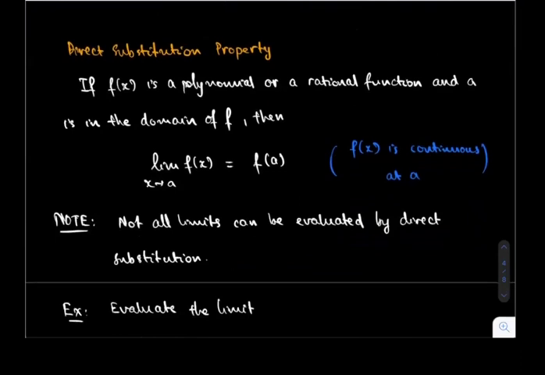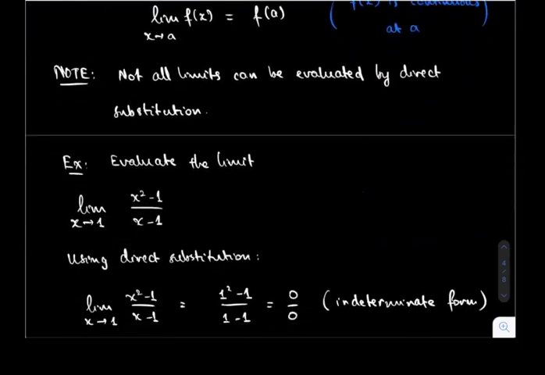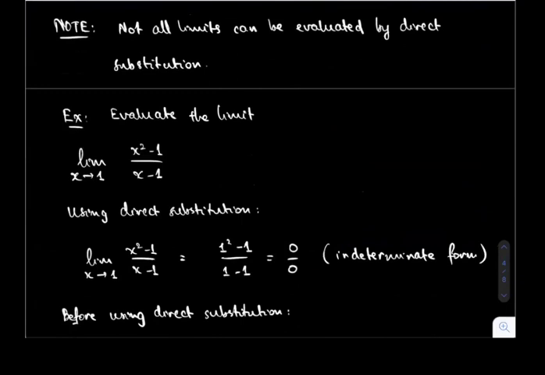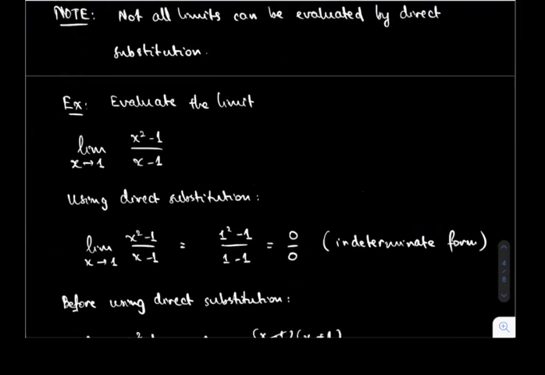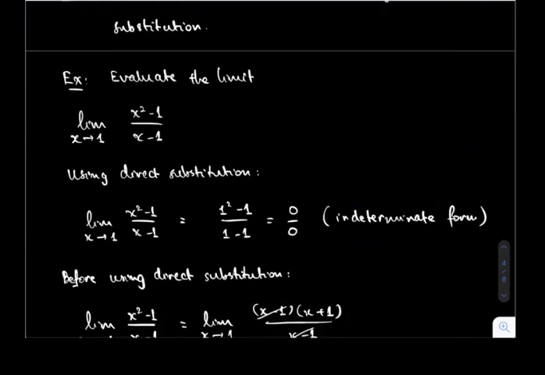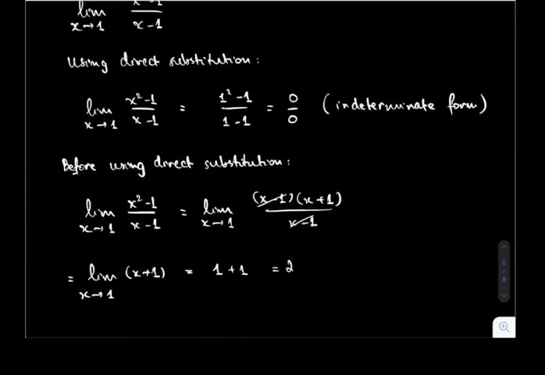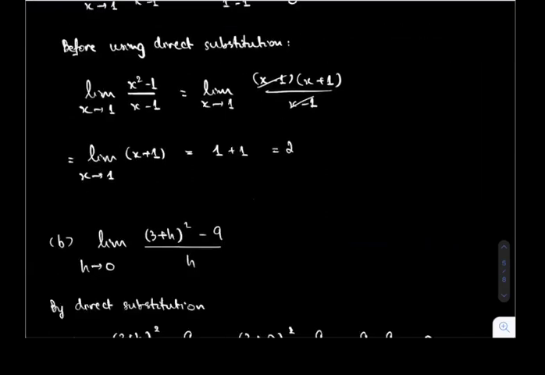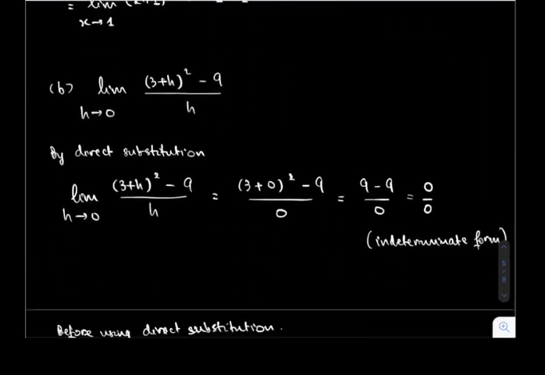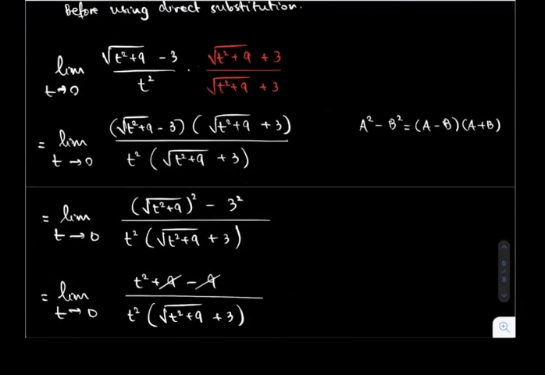However, unfortunately, not all limits can be evaluated by direct substitution. You have to look at the problem more carefully. If you use direct substitution as the first step, there's a good chance you run into the indeterminate form 0 over 0. When you run into that problem, try to simplify the function as much as you can, especially try to get rid of the denominator. We did 3 examples related to that. So I think that's it for today.